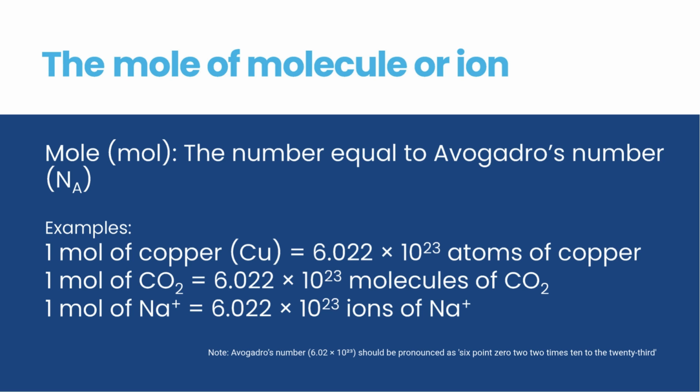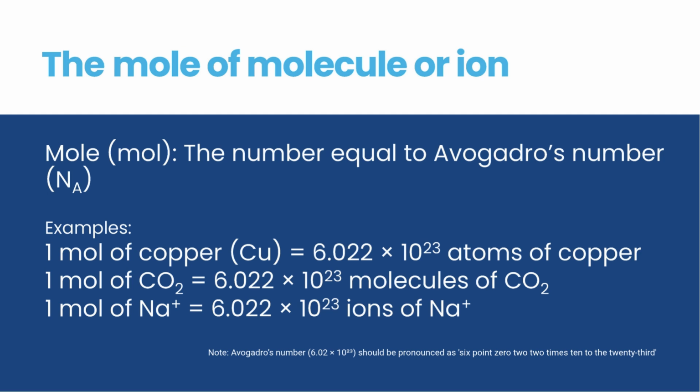Sure. The source says 1 mole of copper atoms is 6.02 × 10^23 copper atoms. Okay. 1 mole of carbon dioxide, CO2, molecules? That's 6.022 × 10^23 CO2 molecules. 1 mole of sodium ions? 6.022 × 10^23 sodium ions. It's just that specific count. You got it. It's purely a count. But the link to mass, how does this number help us weigh things out?